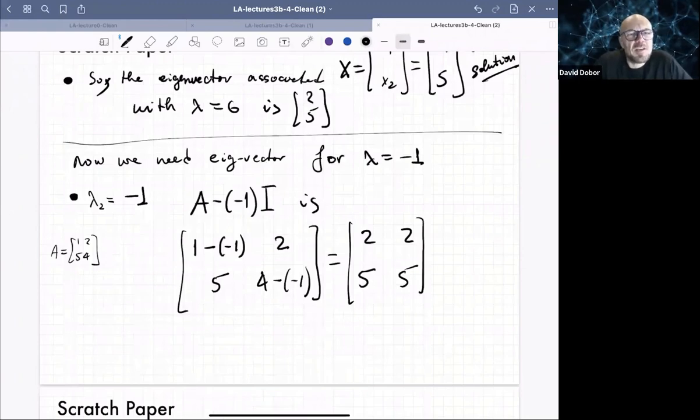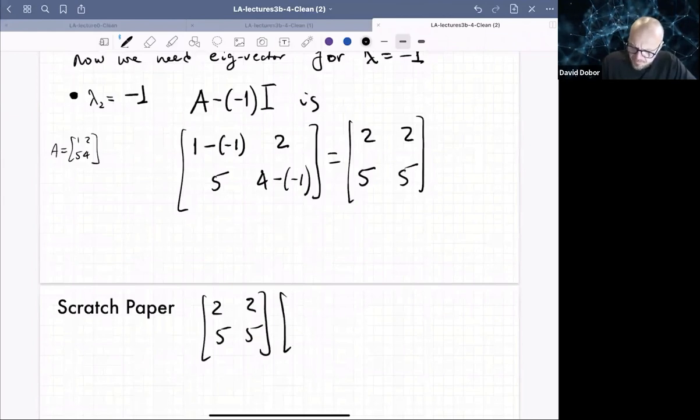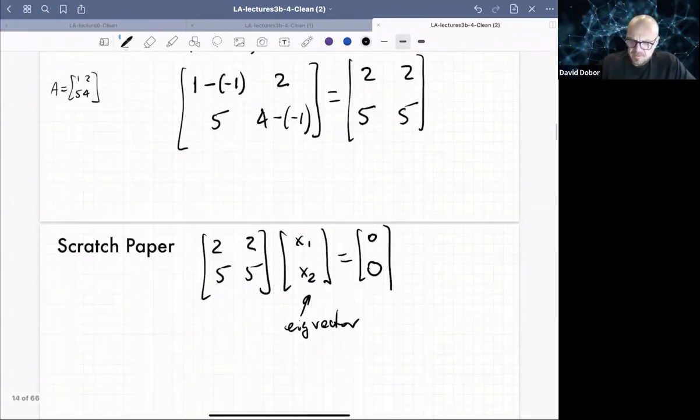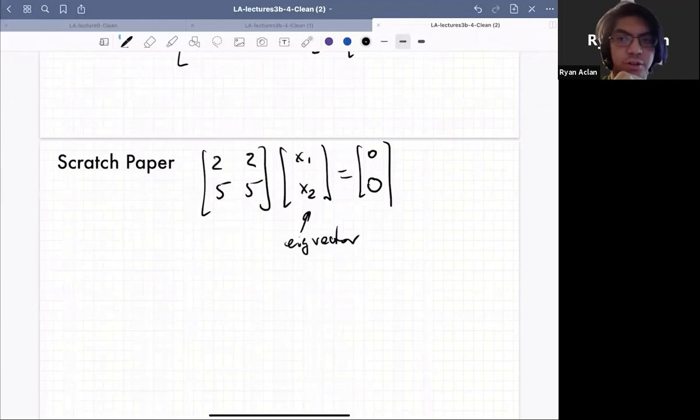The determinant of this matrix is 0, because lambda was selected so that I have multiple rows. So now I'm looking for the eigenvector that solves this system of equations. How many equations do I really need? One is a multiple of the other, redundant information. You only have one equation.